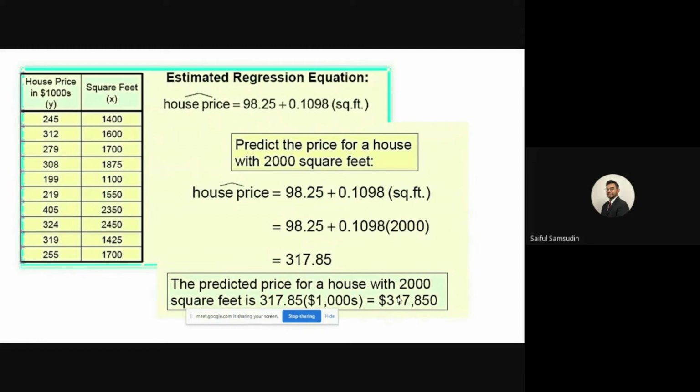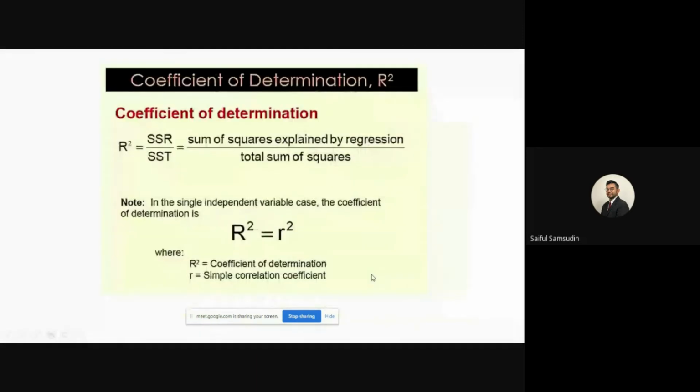Okay, so this is the gist of regression. I hope you understand the first part, because when we go to the exercise, we can see the real data, so you know how to use the regression. All right, okay, we continue.